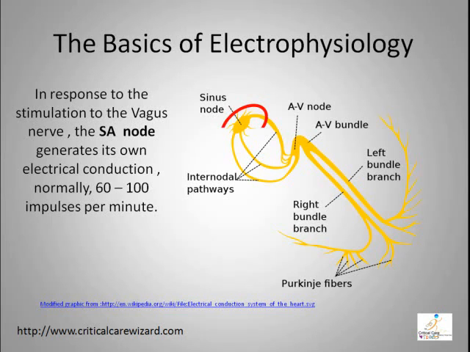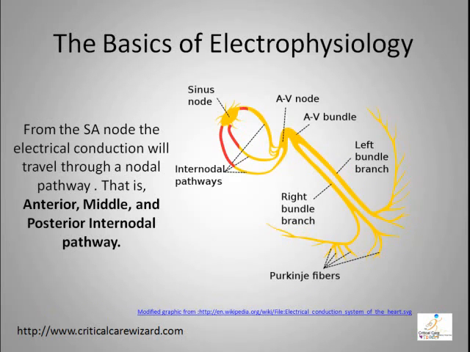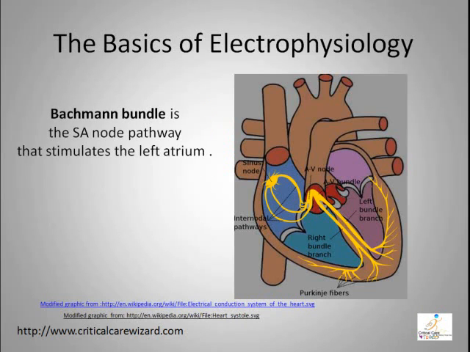In response to the stimulation of the vagus nerve, the SA node generates its own electrical conduction, normally 60 to 100 impulses per minute. From the SA node, the electrical conduction will travel through a nodal pathway. This is the anterior, middle, and posterior internodal pathway. The internodal pathway is the usual conduction route from SA node to the AV node.